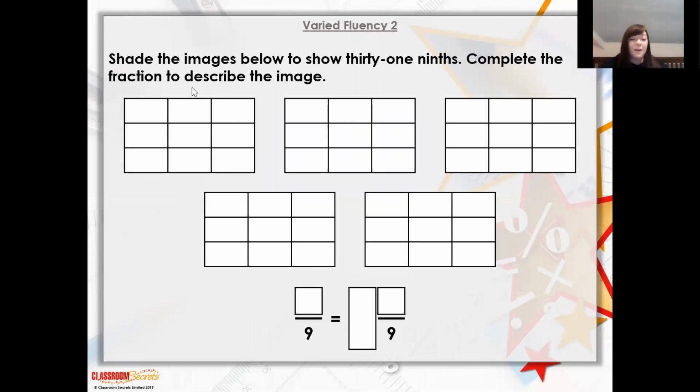So here, I'm going to shade the images below to show 31/9. Now I know that that's going to be more than 1 whole because 9/9 would be a whole. So any more than 9/9, I am going over 1. I've gone past my whole. So I'm now going to shade in 31/9 and see how many wholes and then how many fractions I have left.